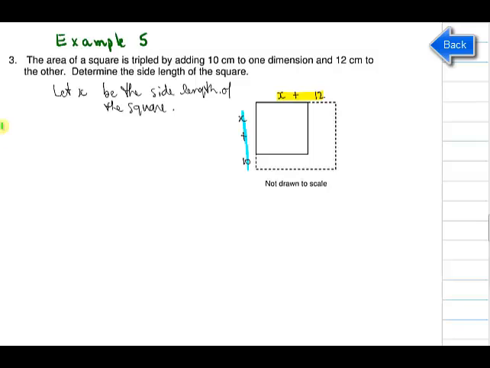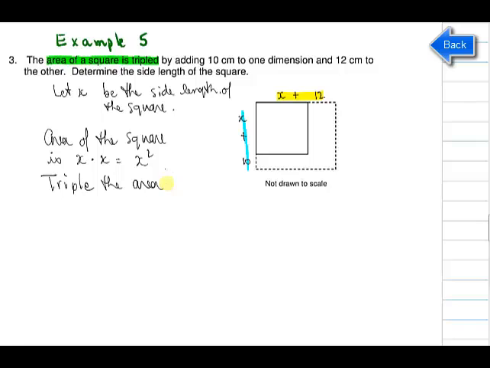Now, I told you earlier that this information was important. The area of the square is tripled. So we probably want to know what the original area is so that we can triple it, okay? So the area of the square, the original shape, would be x times x, right? Length times width, which is x squared, okay? Now, if I want to triple the area, right, then I would want to go 3 times x squared, and I would get 3x squared, okay?